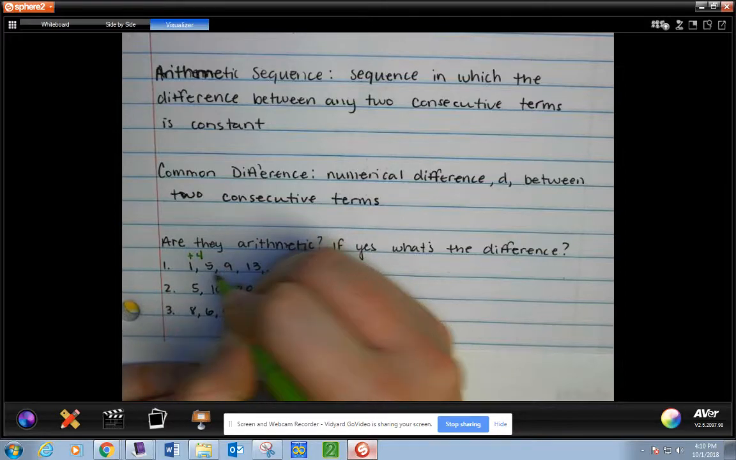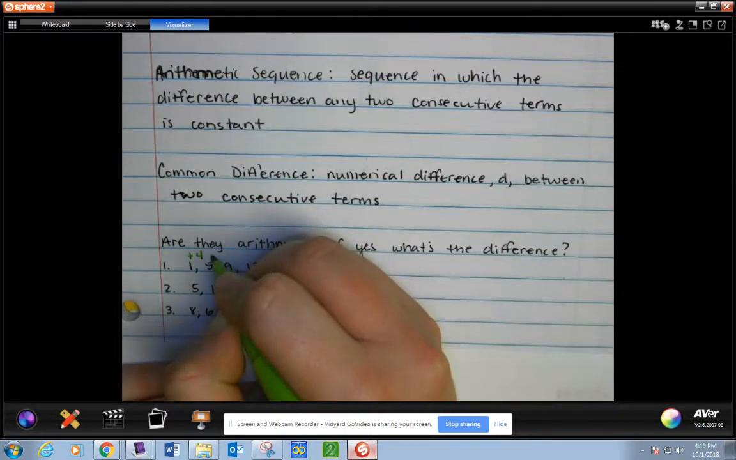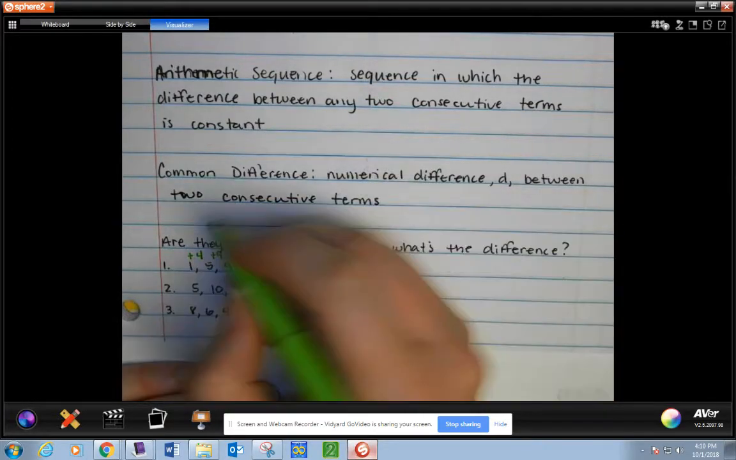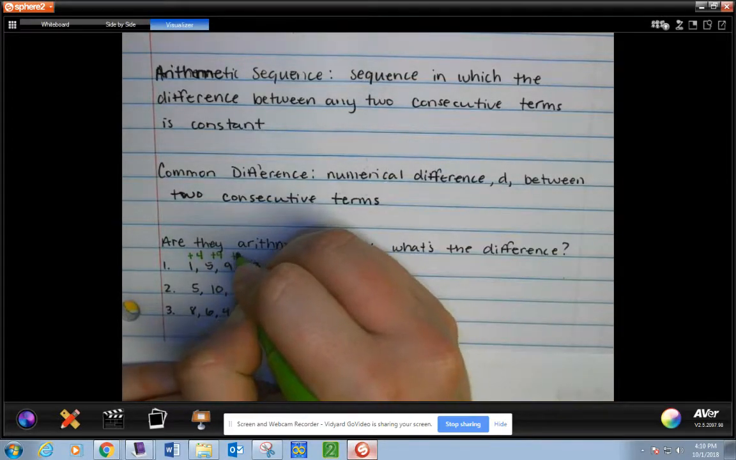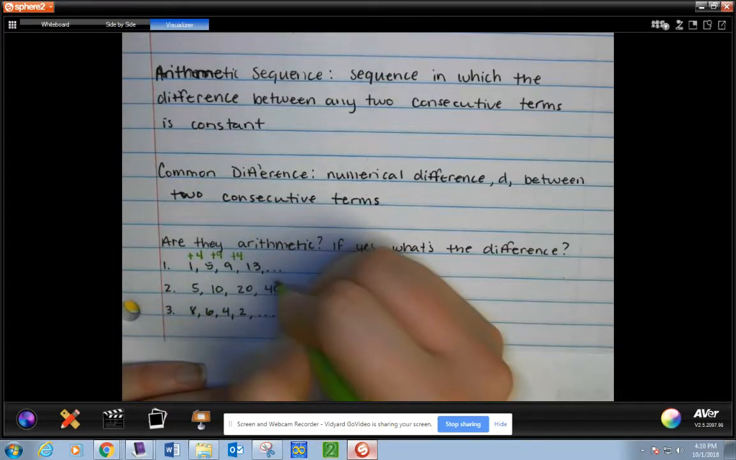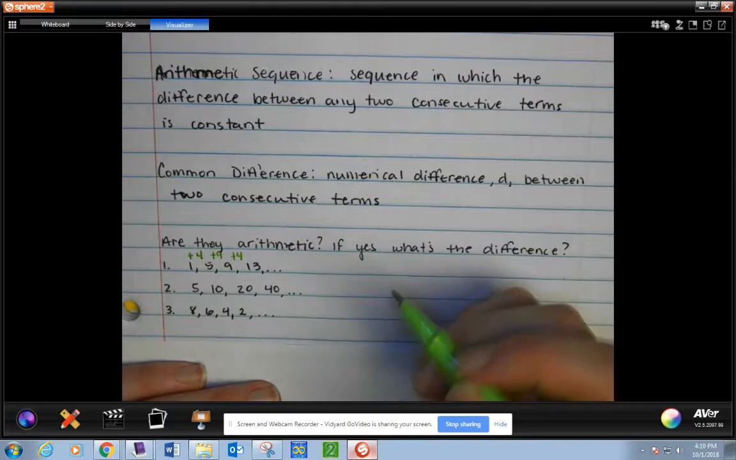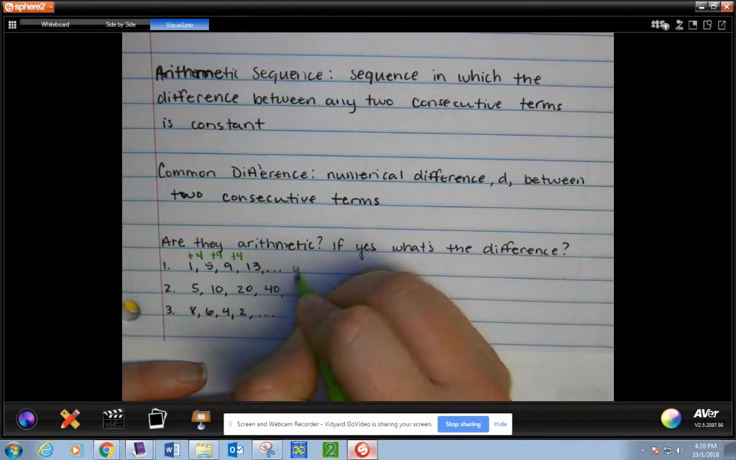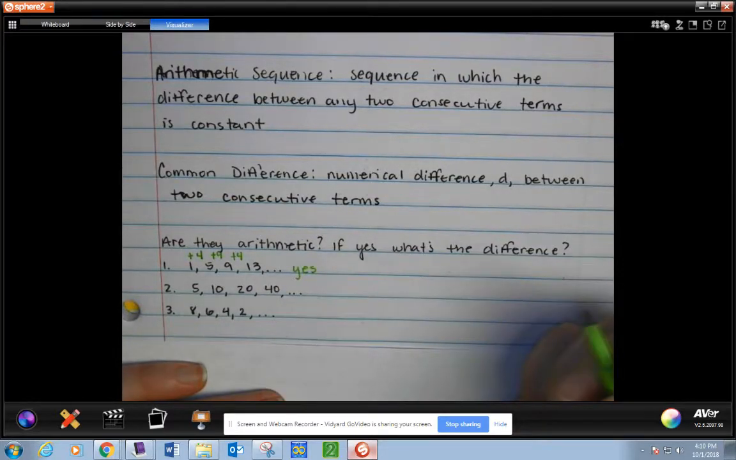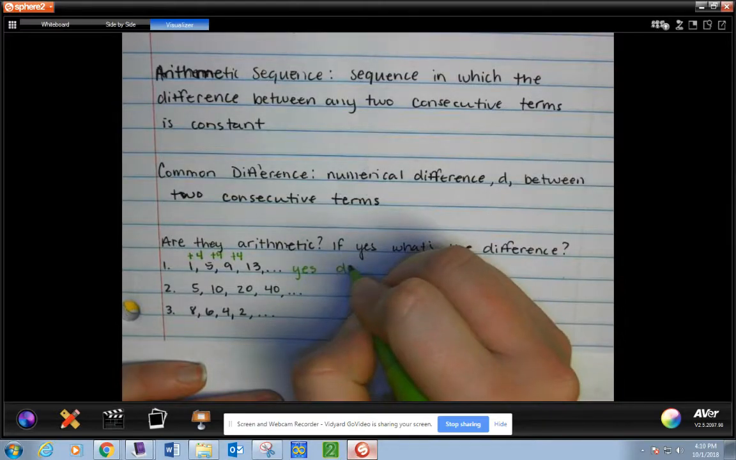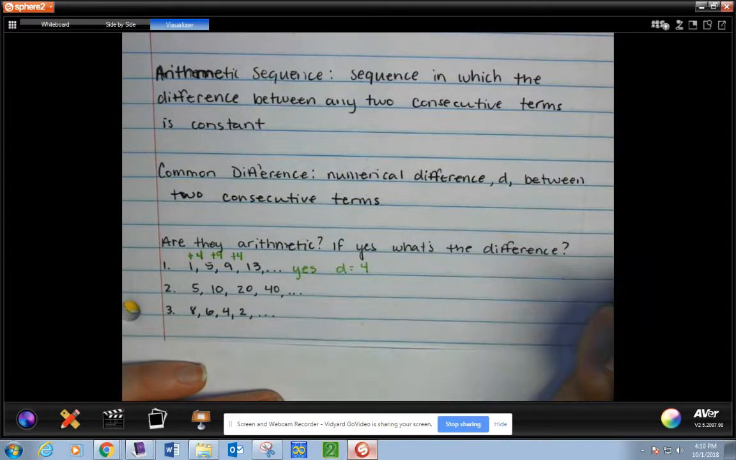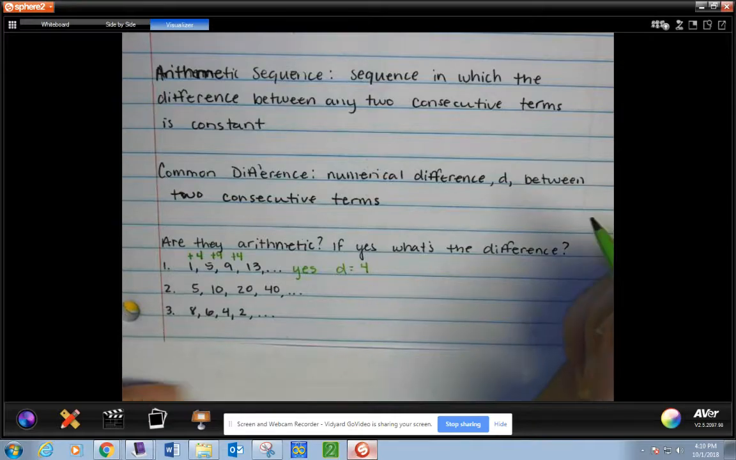So then let's check to make sure. 5 plus 4 gives me 9, so that's still arithmetic. And 9 plus 4 gives me 13. So since it's plus 4 each time, that means I do have a constant difference. So yes, this is arithmetic, and my difference is 4. You don't have to write the positive sign if you don't want to.